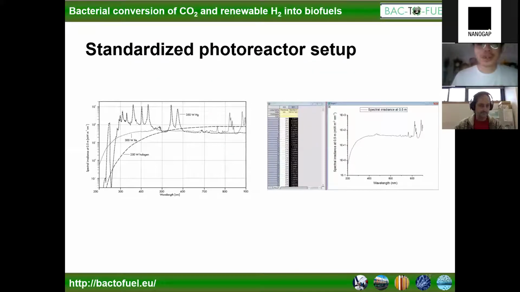For our experiments to get the quantum efficiency, we just took the data from the lamp manufacturer, plotted it in Origin, and calculated the fractions of each wavelength, just to know how many photons of a certain wavelength got absorbed.